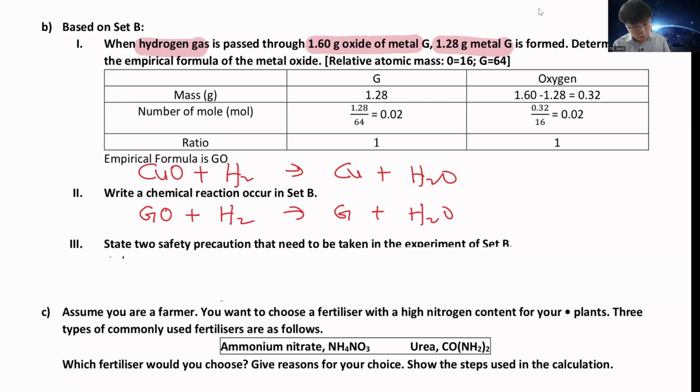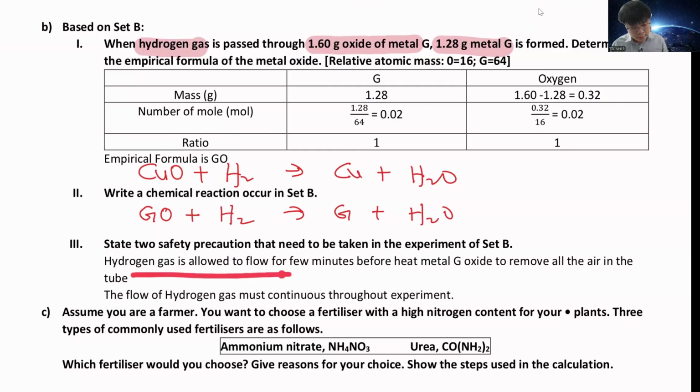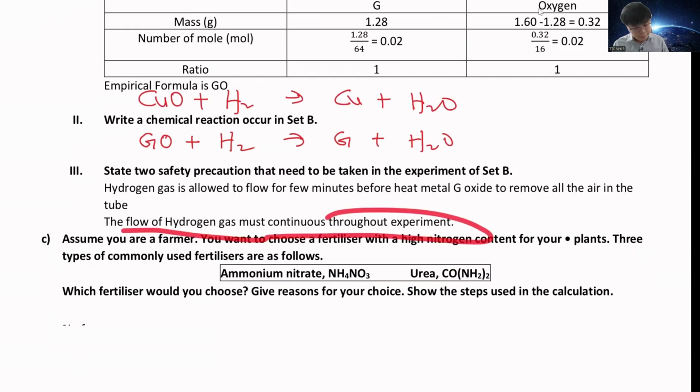Two safety precautions. First, you need to flow the hydrogen gas through for a few minutes before heating, to remove all the air. If not, an explosion occurs. So the hydrogen gas must continue flowing throughout the experiment.